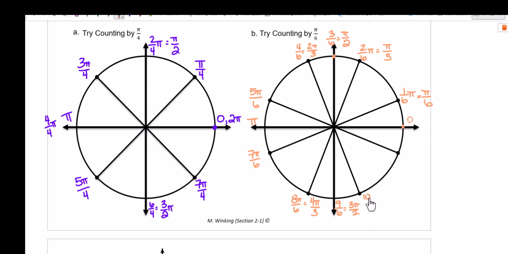Here, this would be 10 pi over 6. That's going to reduce to be 5 pi thirds. And then here, I would have 11 pi over 6. And then 12 pi over 6, or 2 pi. So again, doesn't matter how I count, 2 pi times the radius is always going to take you all the way around the circle. So these are very special types of radians. You'll see why later when we start talking about the unit circle. But I just wanted you to see how we're using radians to count around a circle.